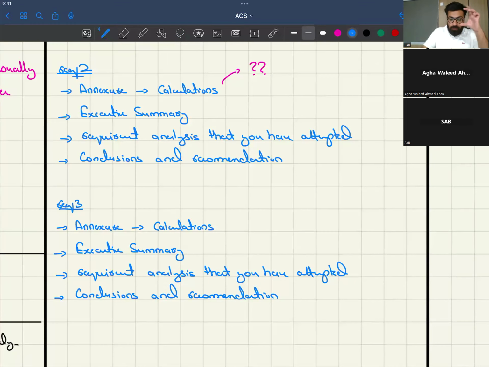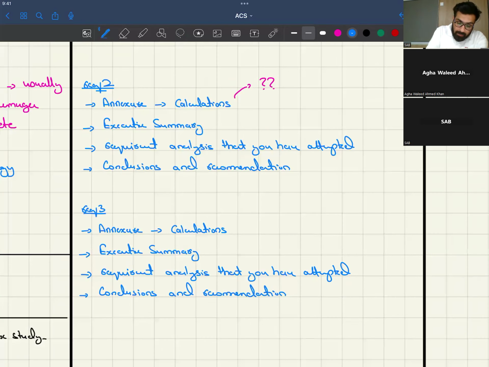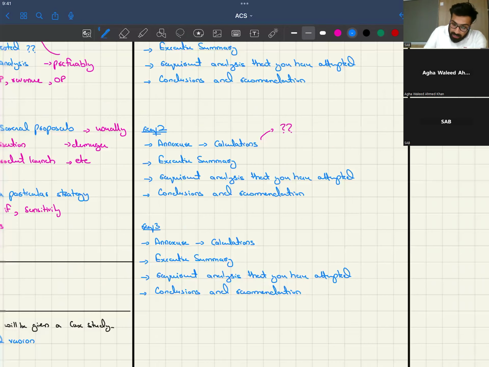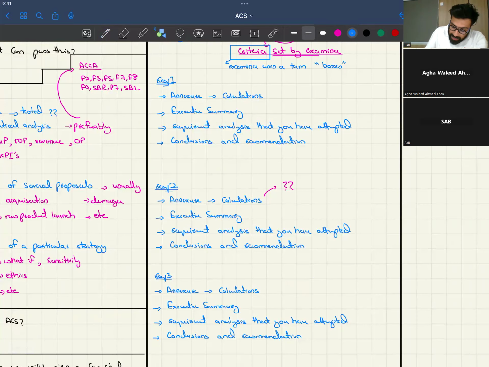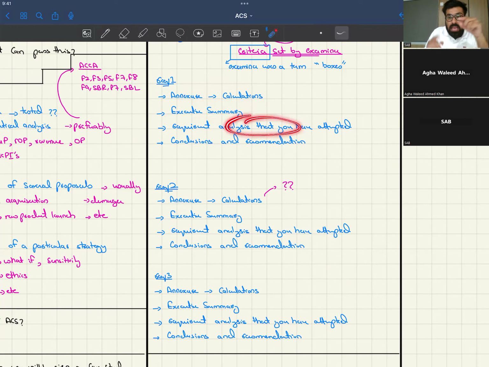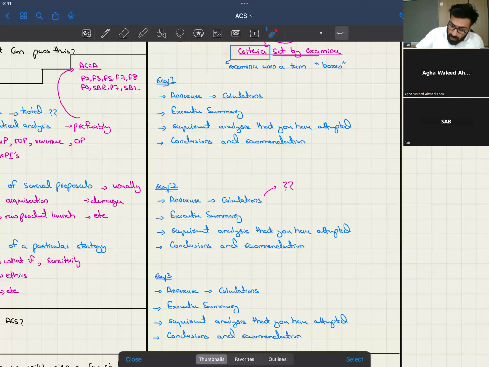So see, if you look at how the requirements are attempted, they need to be attempted by a simple criteria: every requirement should have an annexure of calculation, then every requirement should have an executive summary, then an analysis done on the requirements mentioned, and then conclusions and recommendations. This is how a question needs to be attempted. Now come back to the criteria that was set by the examiner.